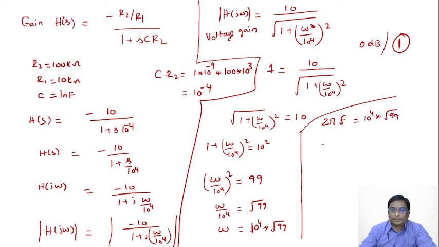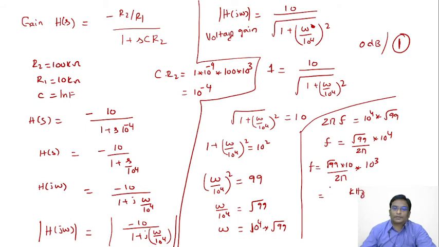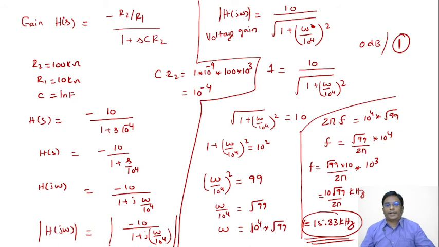Then what is the f here? f equals square root of 99 into 10 power 4 divided by 2 pi, so many kilohertz. Calculator, take this value: square root of 99 into 10 divided by 2 pi. Tell me what is the value. This is 15.83 kilohertz you'll get. It's the frequency. 15.83 kilohertz here. That's all. Very good, everyone. Next, let's move on to the next question.